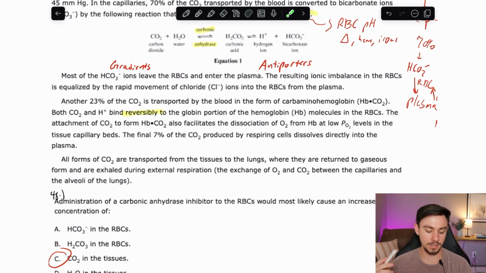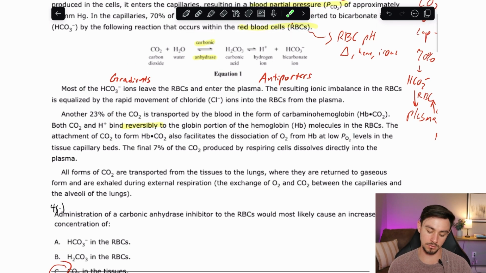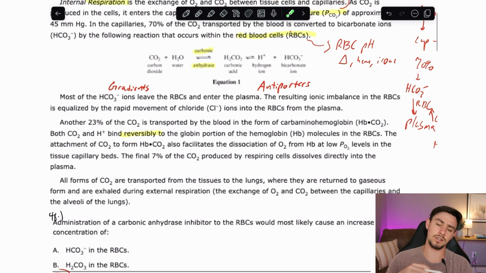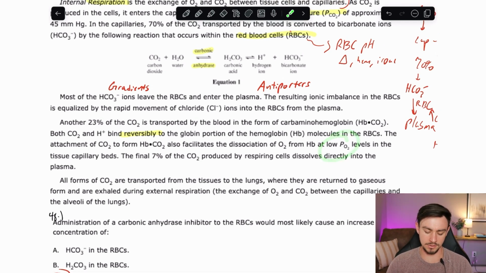The attachment of carbon dioxide to carbaminohemoglobin also facilitates the dissociation of oxygen from hemoglobin at low PO2 levels. Remember, this is just dissolved oxygen. So now this is kind of touching on a little bit of that comprehension. This is telling you that whenever we don't have a lot of oxygen dissolved in our blood, hemoglobin kind of donates some of its oxygen it's been holding on to so that it keeps a steady level of dissolved oxygen in the blood. That's the whole purpose of it, right? Into the tissue capillary beds.